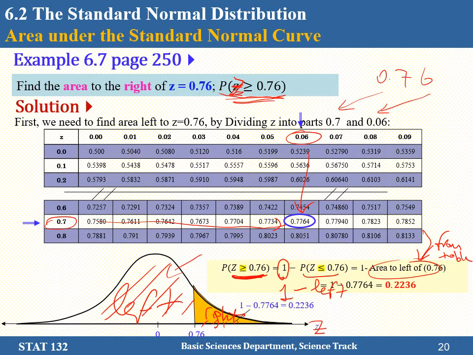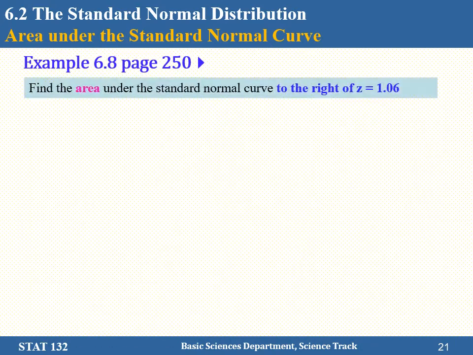And you write it here, and then you will get the area as 0.2236. Now let's look at another example.